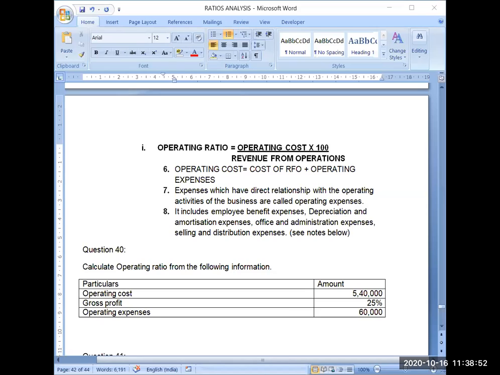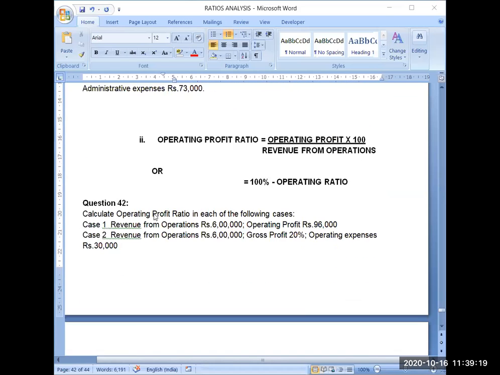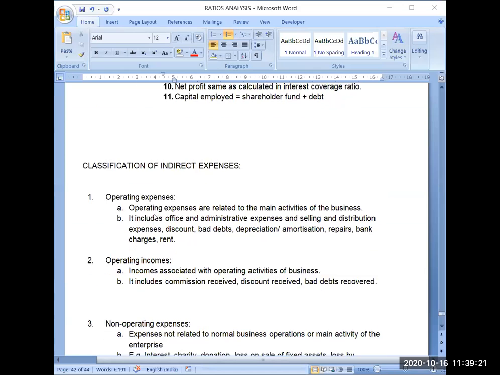Office and administration expenses. Last year you prepared the profit and loss account. In that we classified the office expenses, like salary you are paying, or office electricity charges. These all will be termed as office and administration expenses. Similarly, if you are incurring any expenses in selling and distribution, that will be termed as selling and distribution expenses. You can see this note also.